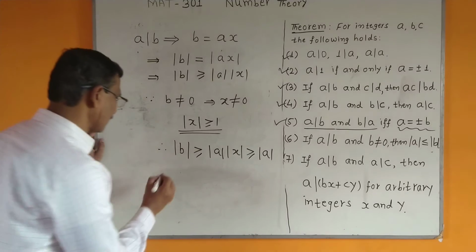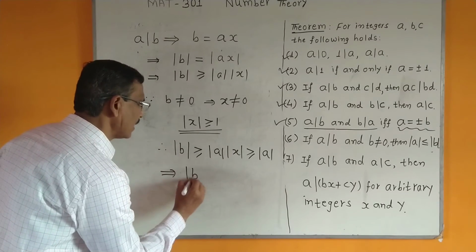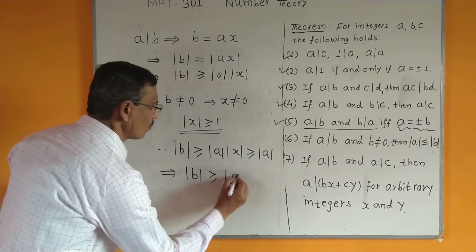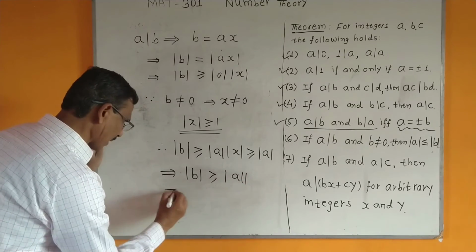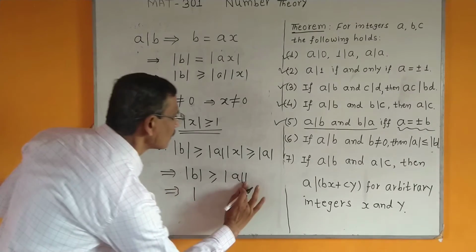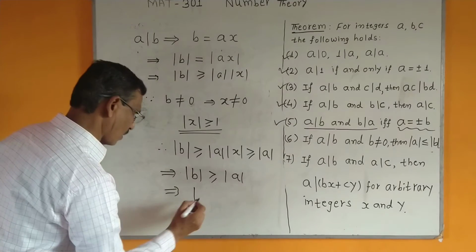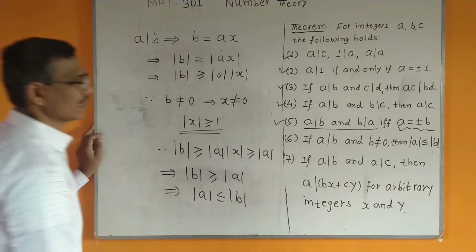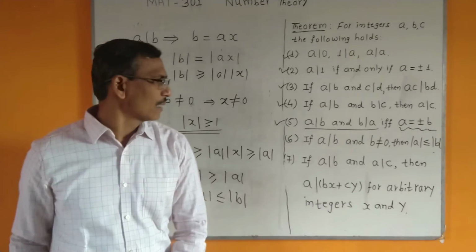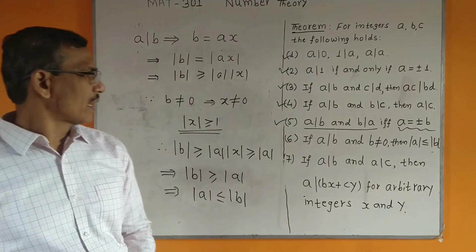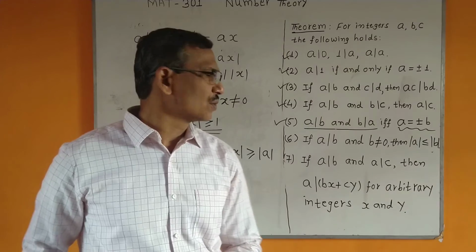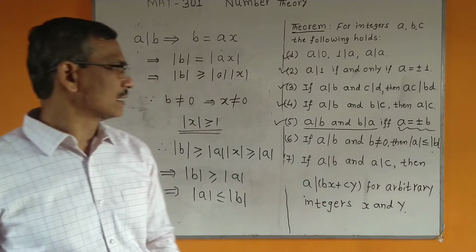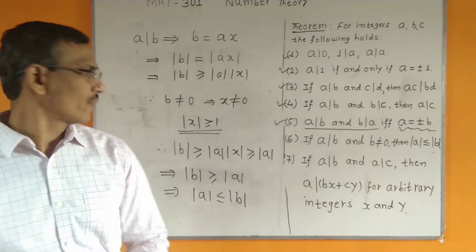That means mod B is greater than or equal to mod A, or it can be rewritten as mod A is less than or equal to mod B. This is the required result. That means if A divides B and B is not equal to 0, then mod of A is less than or equal to mod of B.